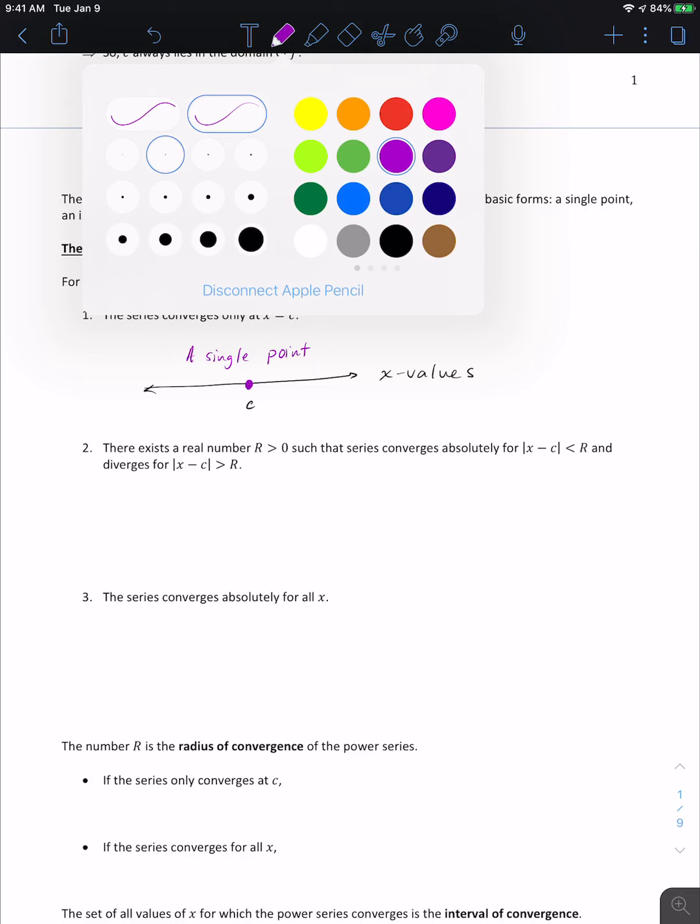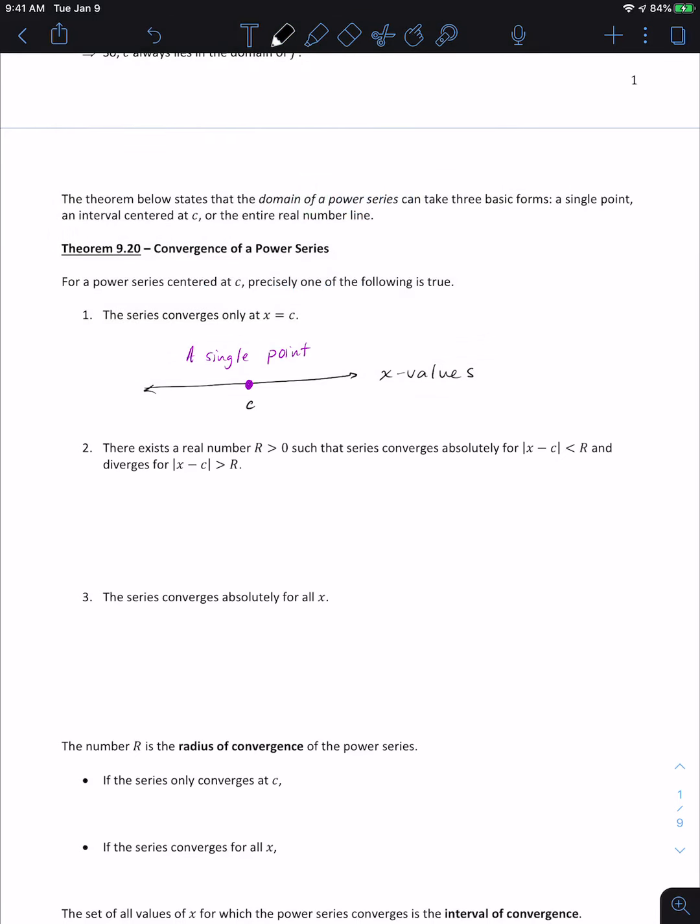The other thing that could happen is there exists a real number r greater than 0 such that the series converges absolutely for the absolute value of x minus c less than r, and diverges for the absolute value of x minus c greater than r. So what does that mean?